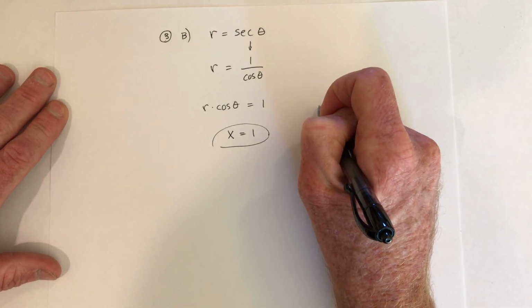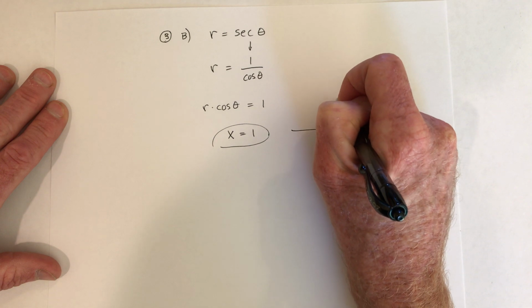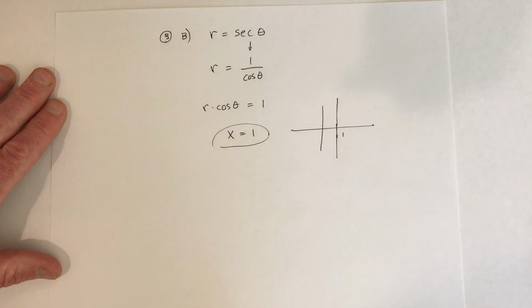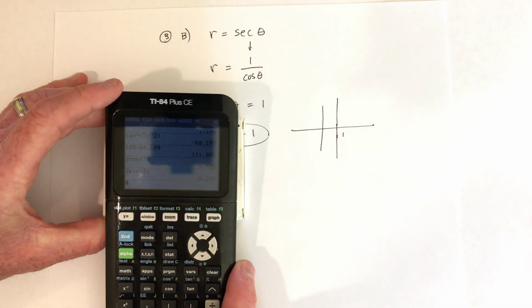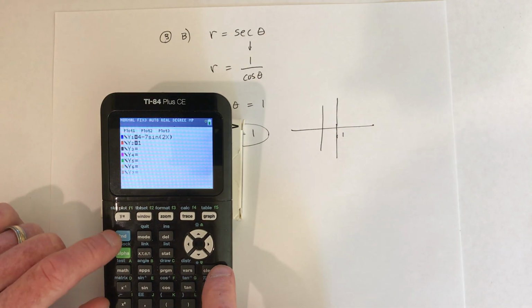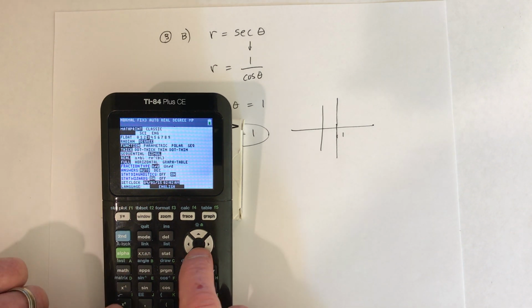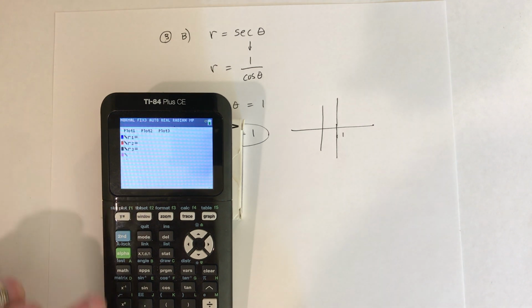Now I could check this answer by graphing, because x equals 1 means there's a vertical line right here where x equals 1. And if I graph it in polar form, it should give me the same thing. So y equals, oh, I need to change this, so change the mode. I'm going to work in radians, and then change it to polar form. Now it should say r equals.